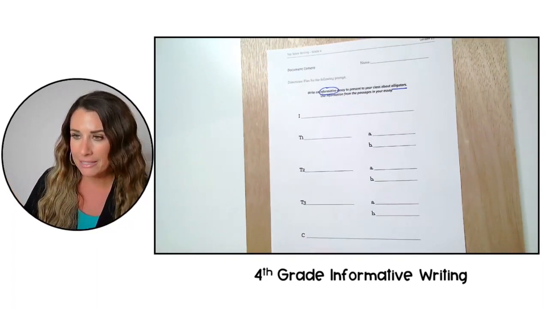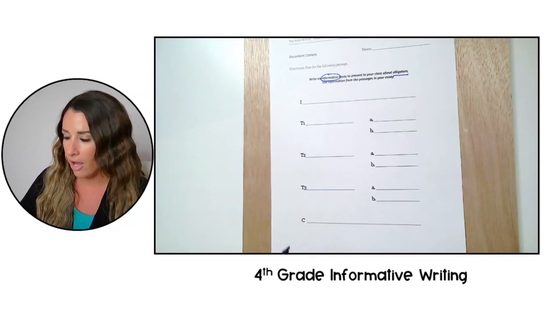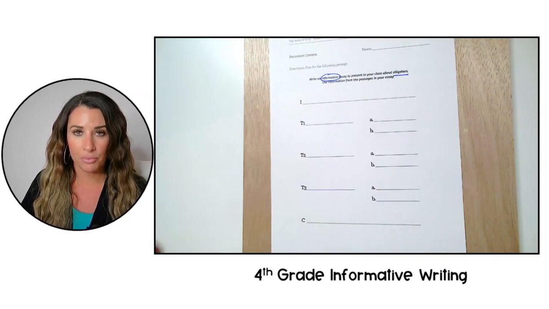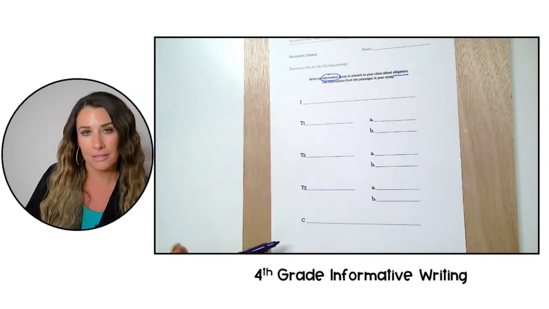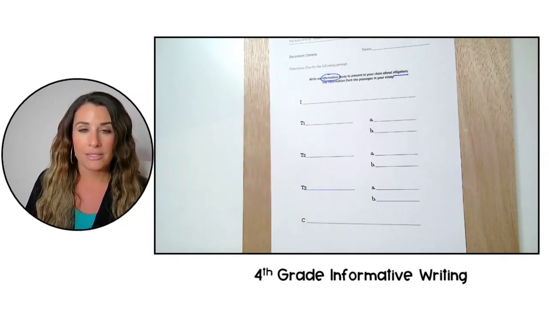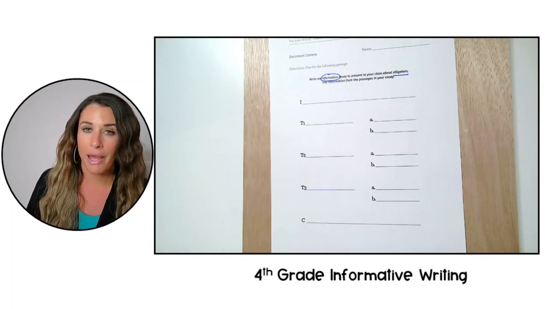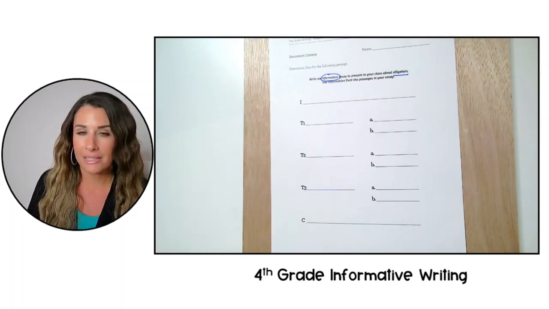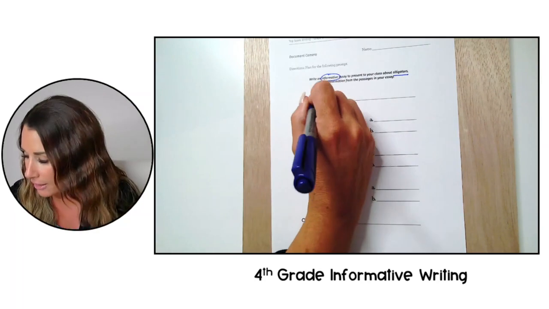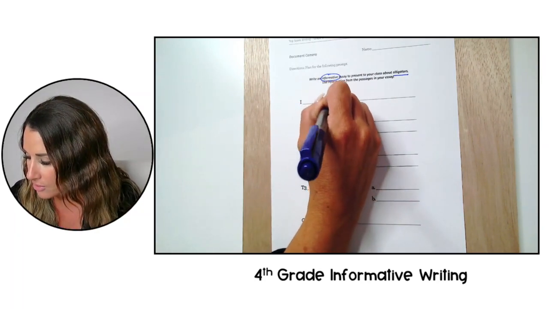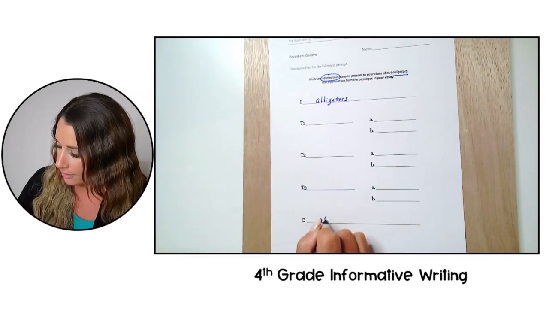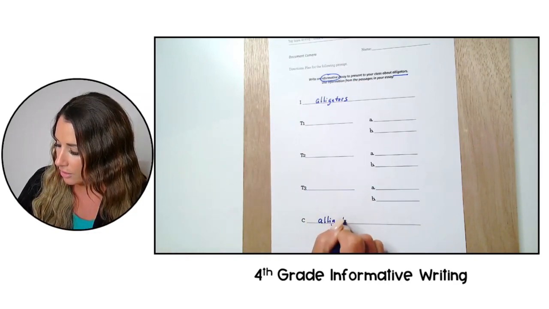Now, I have my ITC outline here. You can see I have I, T1, T2, T3, and C. Now, the first thing you can do when you're planning is fill out the I and the C. The I and the C is the main topic of the passages in the prompt. Now, both passages and the prompt are all about alligators. So on the I and the C line, I'm just going to write the main topic, which is alligators. So I'm going to write alligators on my I, and then alligators on my C.